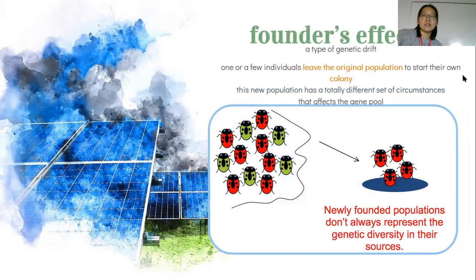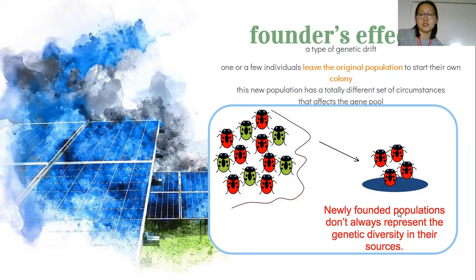And then the founder's effect is kind of, when you found a new population, when you found a new location, it's going to be you moving to that location and then populating that location. So it's another kind of genetic drift. It's where one or a few individuals leave the original population to start their own colony. And this new population has a totally different set of circumstances. It affects the gene pool, and whoever migrated there is whatever set gene pool you're starting off with before they then go ahead and mate and reproduce offspring.